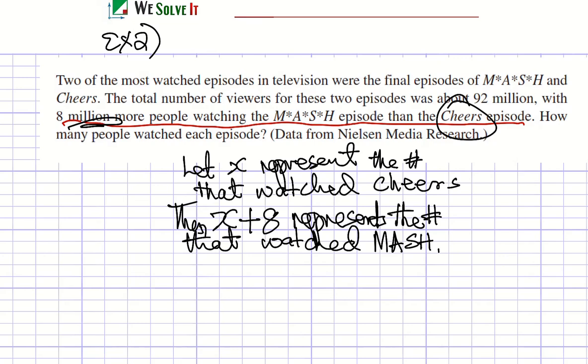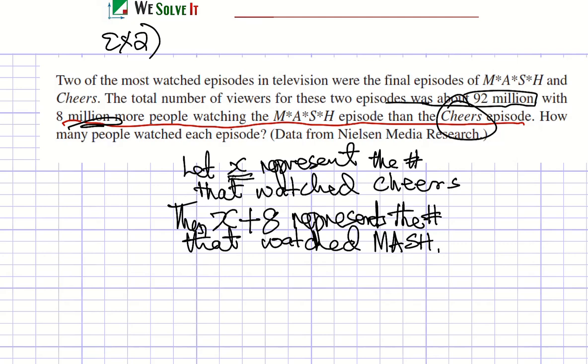You see that? So once you get this set up, you're always looking for a clue. See right here, 80 million more watched MASH than Cheers. That's your clue. Then you said X represents Cheers watchers, and X plus 8 represents MASH watchers. Okay. So once you get that, what is the other information giving you? He says that the total number of viewers for these 2 episodes was 92 million.